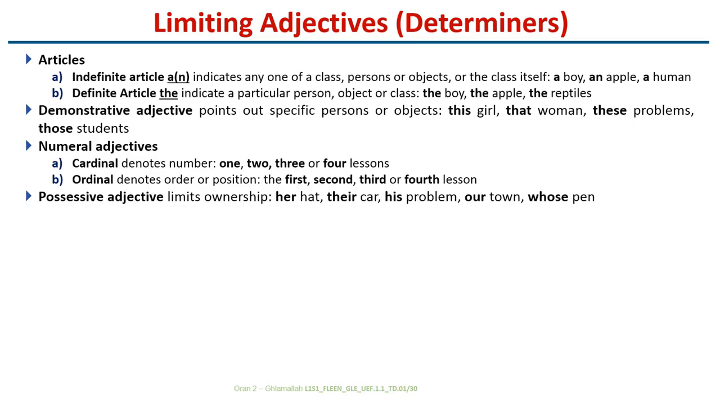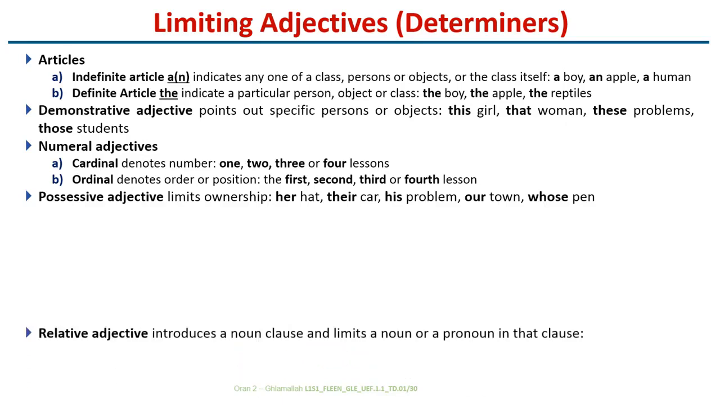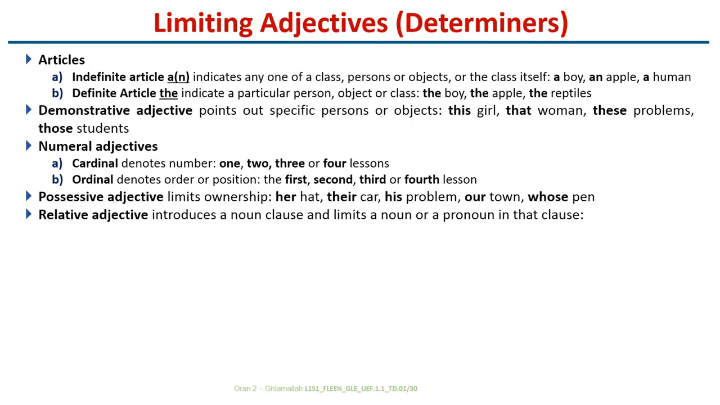A possessive adjective limits ownership: her hat, the car, his problem, our town, whose pen. A relative adjective introduces a noun clause and limits a noun or a pronoun in that clause. I know which book he prefers. Let him have whichever one he chooses. Both which and whichever are relative adjectives.